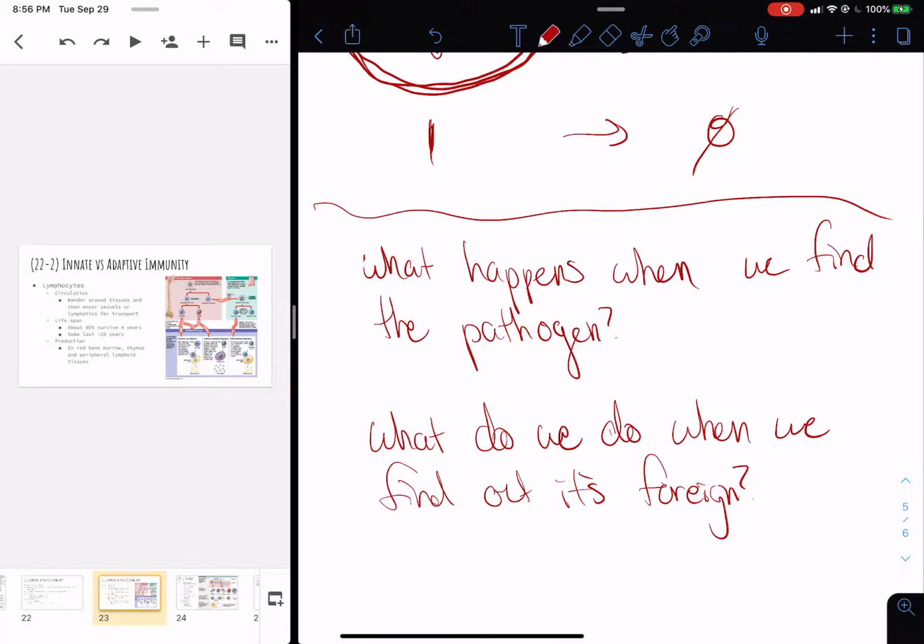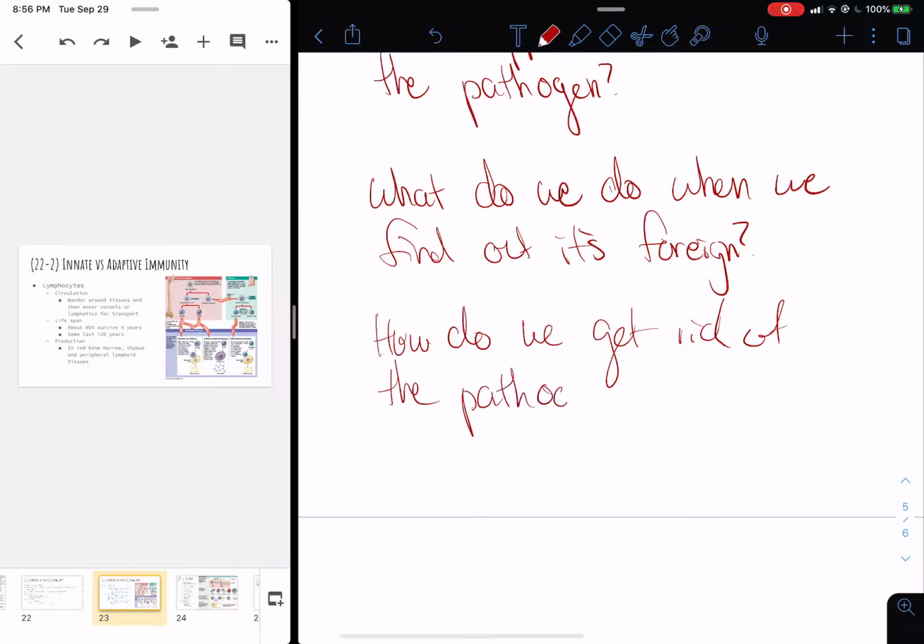Do we attack it right away? Do we swallow it whole and digest its bits? Do we do that and then explode into pus? Do we look at it from a distance and then go and talk to the other cells and gossip and say, oh, we see that so-and-so is over there and we don't like so-and-so, right? Like what do we do when we find out it's a foreign pathogen? And then finally, how do we actually handle the pathogen? How do we get rid of the pathogen? Right, so how do we destroy it?